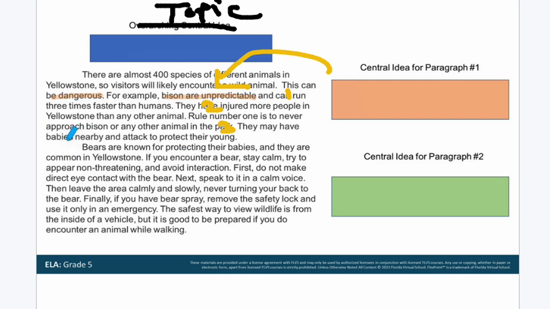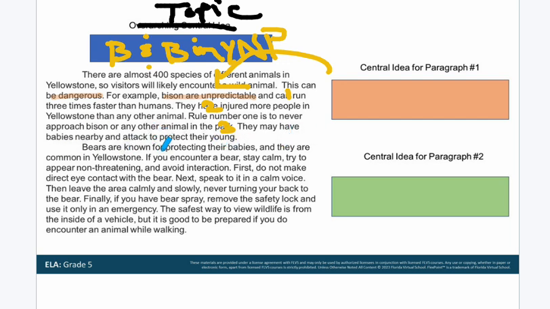My next paragraph is about bears. Well, I know I'm not going to be reading about bison here, which means my topic is not going to be about bison. If I'm reading about bears down here and bison here, my topic is probably going to be bears and bison in Yellowstone National Park.